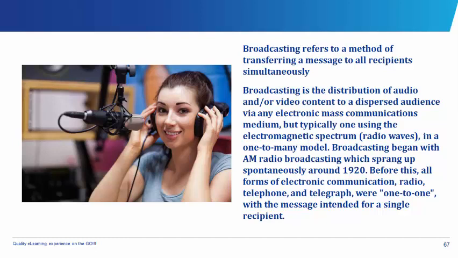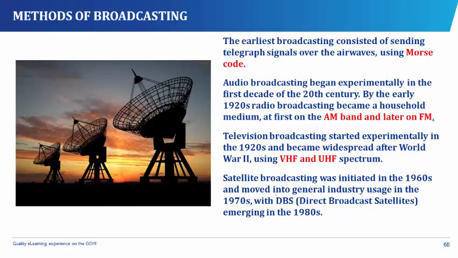Broadcasting began with AM radio broadcasting, AM standing for amplitude modulation, which sprang up spontaneously around 1920. Before this, all forms of electronic communication, radio, telephone, and telegraph were one-to-one, that is, one communicator, one receiver, with a message intended for just a single recipient. But then things have changed. Today we have so many methods of broadcasting.